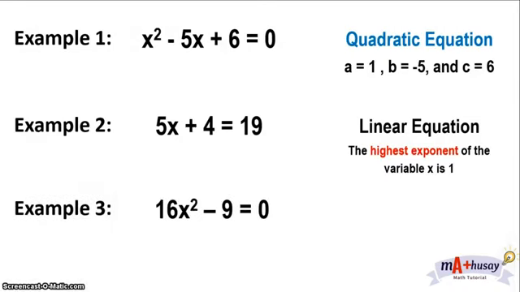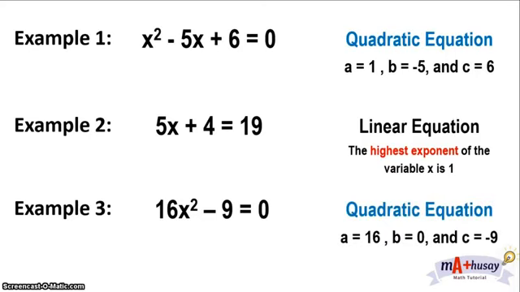How about example number 3? 16x squared minus 9 equals 0. This is an example of quadratic equation where a is equal to 16, b is equal to 0, and c is equal to negative 9. This means that we don't have a linear term. So this quadratic equation is in the form of ax squared minus c equals 0.